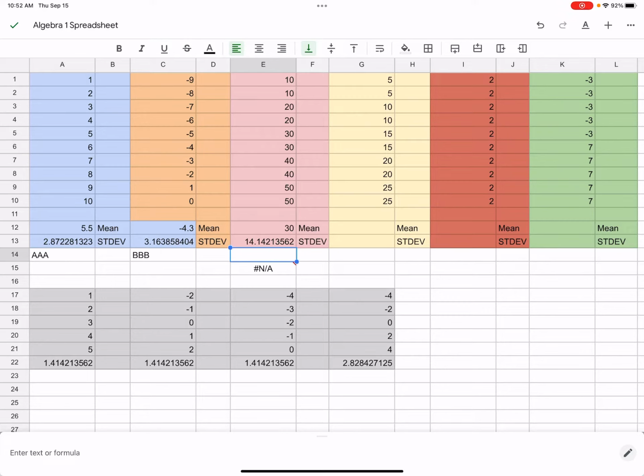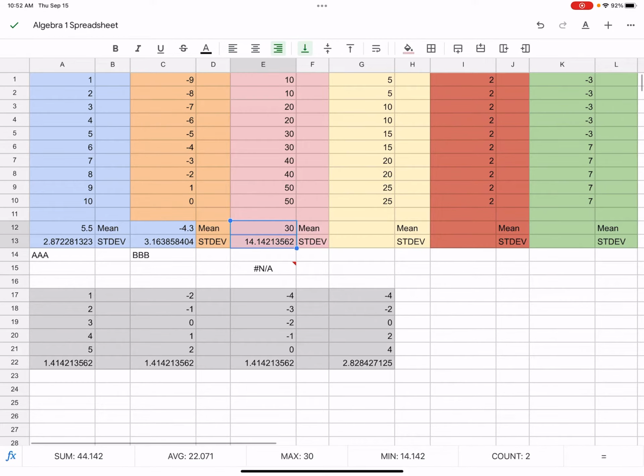I'm going from 10 to 50. So I would expect a little bit more of a spread of those numbers there from the center point, the mean. Okay, so let's do the same thing here. I'm going to copy this again.